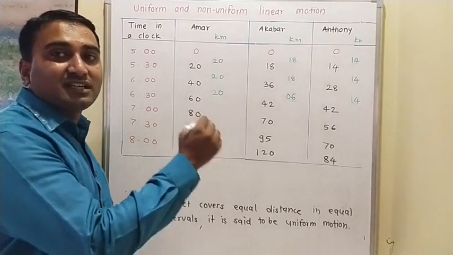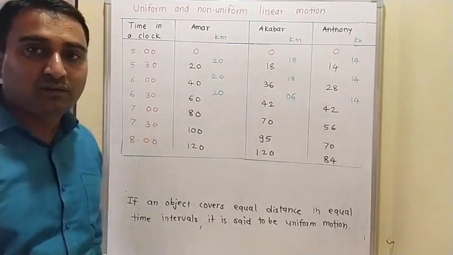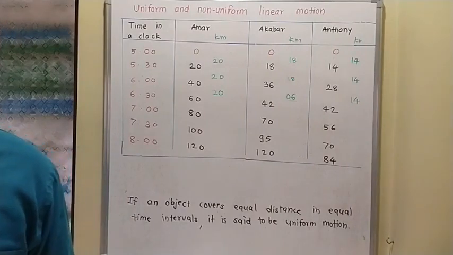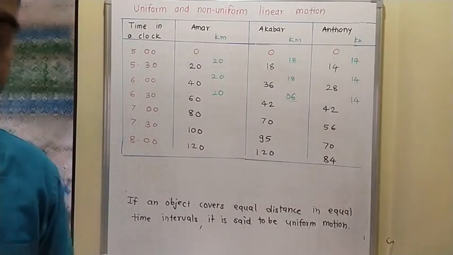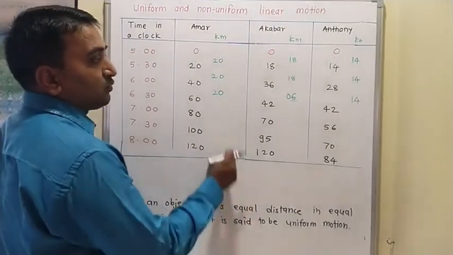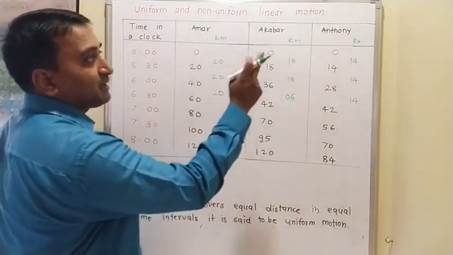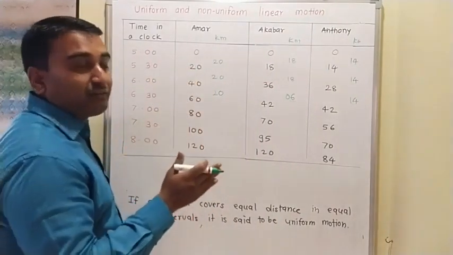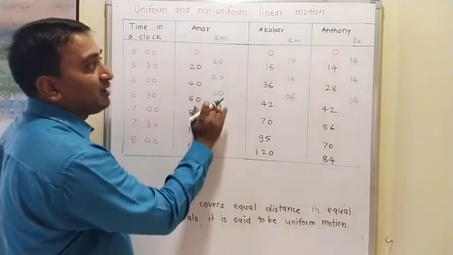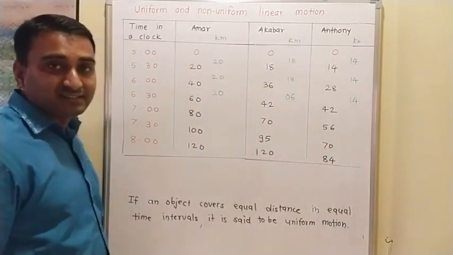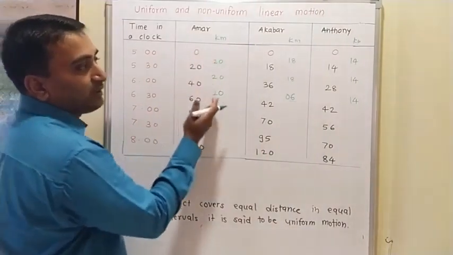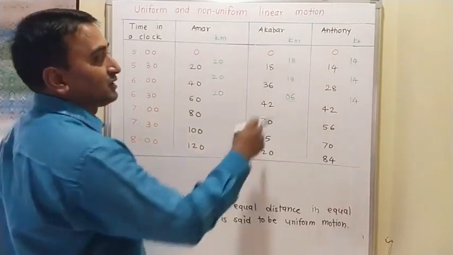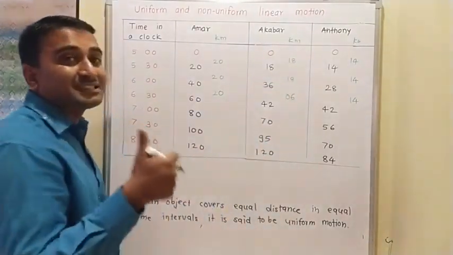Getting? As the velocity got changed here, so what about this one? Amar, Akbar and Anthony, out of the three, up to this moment, for equal intervals of time, only Amar and Anthony are covering the same or equal distance, 20, 20, 20, 14, 14, 14. But Akbar failed to achieve this condition, 18, 18 and 6 only.